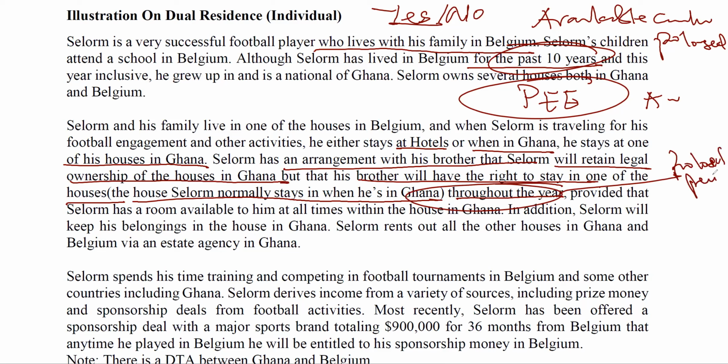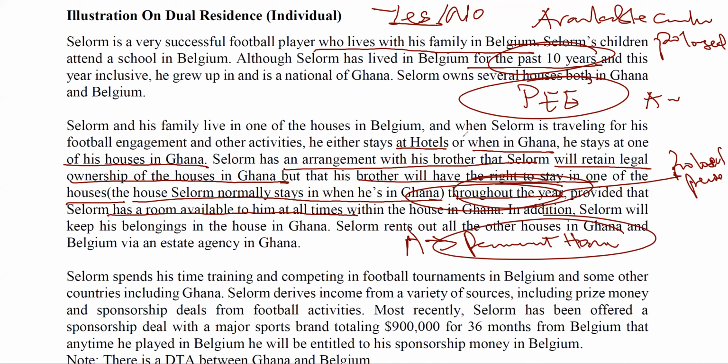Now, that is not all. They said, provided that Selom has a room available to him at all times throughout the year, continuously. You see the way the examiner crafts this. So the same things I taught you, he has crafted it into something else. So this also proves that he also has what? A permanent home where? In Ghana. So you have a permanent home in Ghana. You also have a permanent home in what? In Belgium. So what does that mean? It means that this test is what? Inconclusive. Do you all get it?